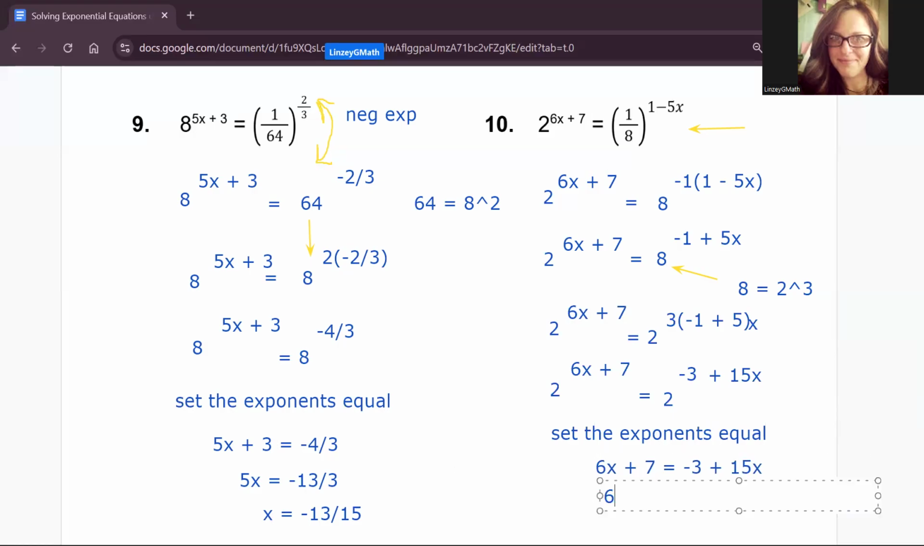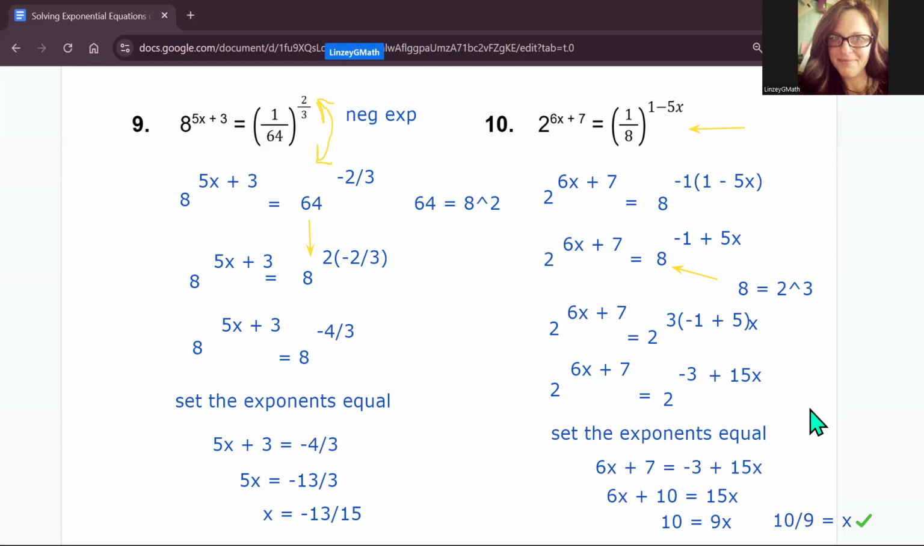We can add 3 to 7 and subtract 6x, 15x minus 6x. And we get 10 is equal to 9x. Divide by 9, and we get 10 divided by 9, 10/9 as our final answer.